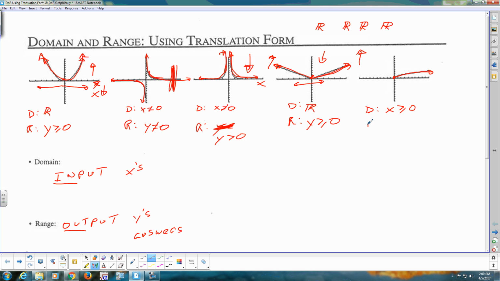Okay, range. Can you go as high as you want? Yep. As you traverse out to the right, the graph will continue to go higher and higher. Can you go as low as you want? No, it'll only go as low as 0. So y is greater than or equal to 0.